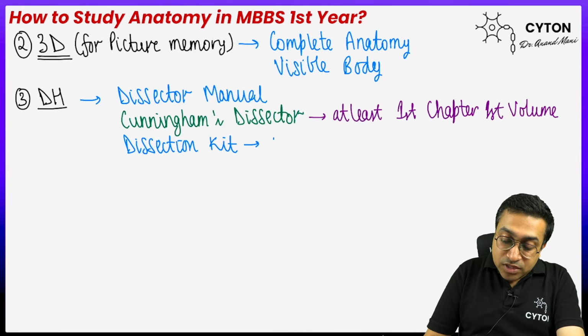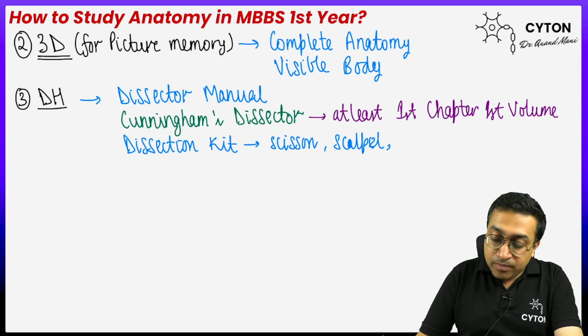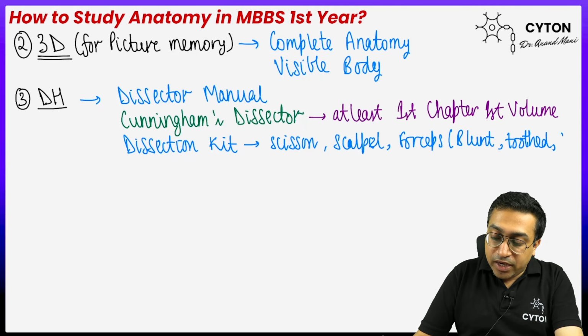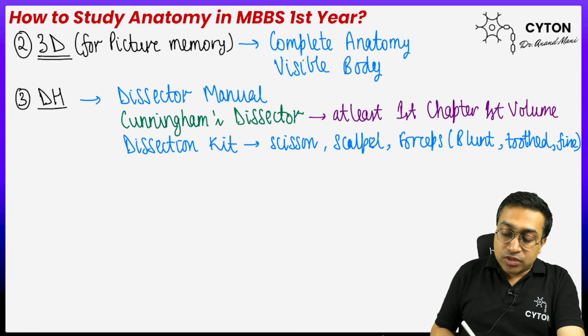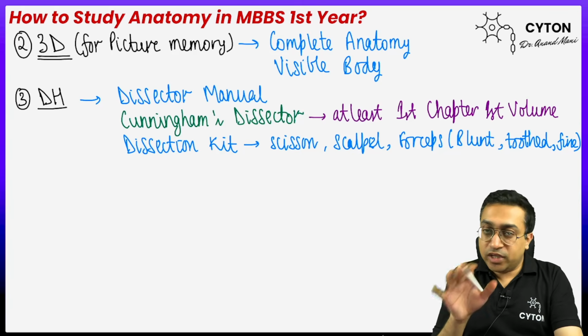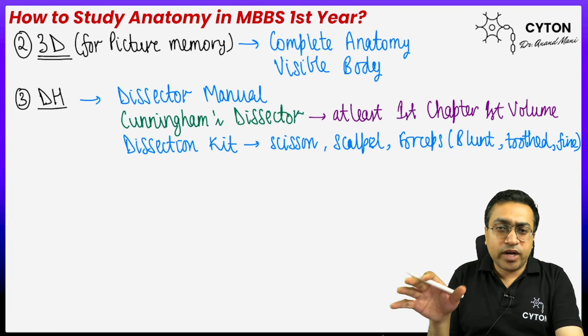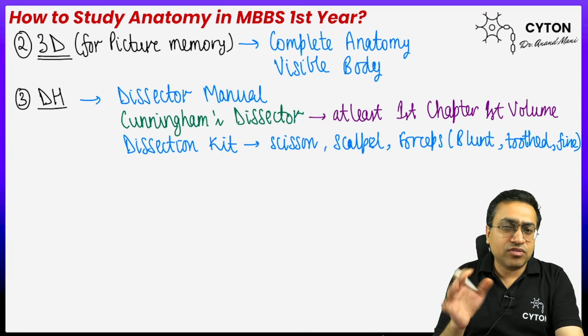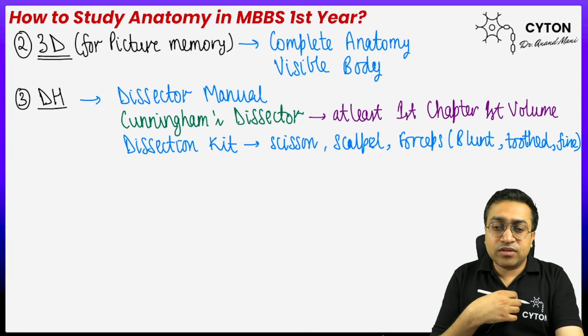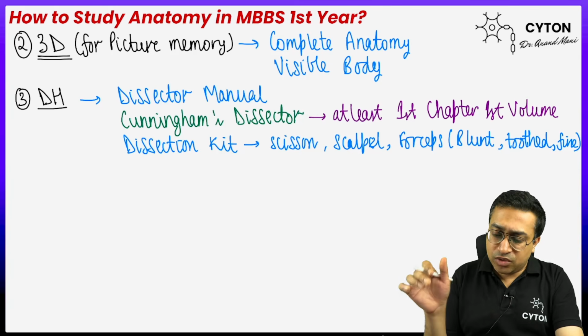So that includes the scissors, the scalpel, okay, fine scissors, scalpel, and forceps. Now forceps, there is blunt forceps, toothed forceps, and fine. So these 3 or 4 instruments you should carry every day. Nothing extra is required. Magnifying lens, probe is given in your kits, not required. Just stick to what I'm telling you, that's more than sufficient. So you can have these instruments with you.